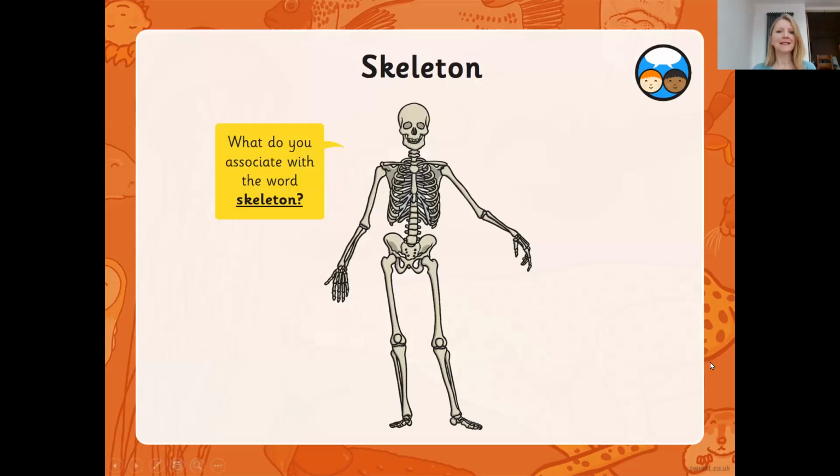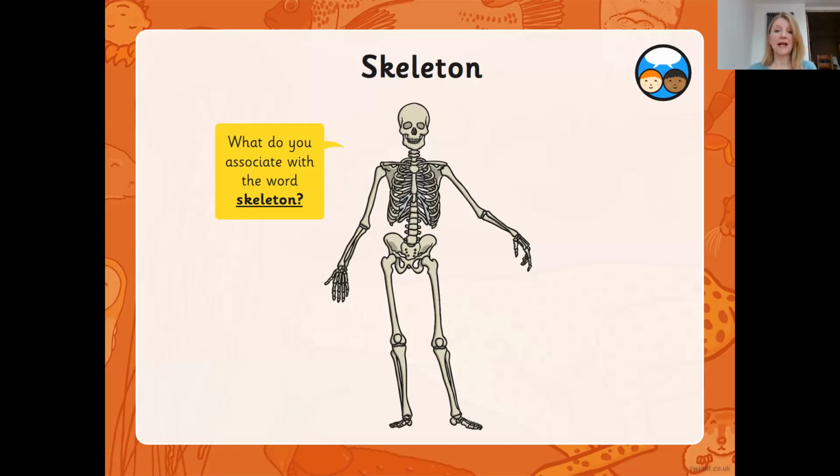Okay, so here's a little discussion point to start with. There's a skeleton. What do you associate with the word skeleton? What does that make you think of? Maybe Halloween, maybe scary stories of spooky skeletons. But what really is a skeleton?